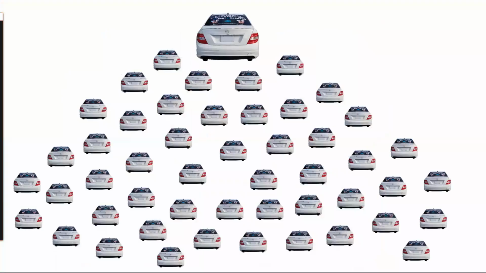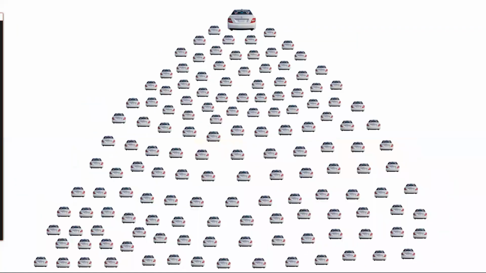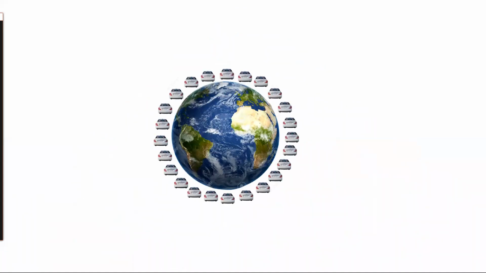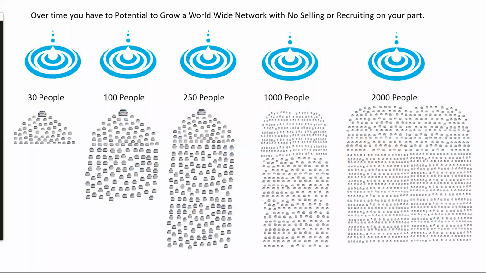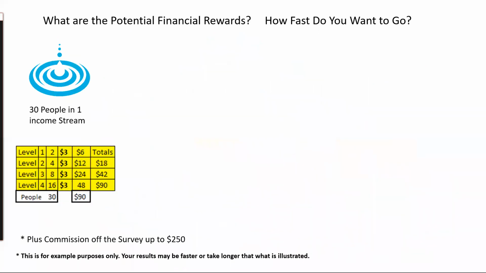So folks, think about it. You start with your back window. It goes to 4, goes to 20, goes to 80, continues to grow worldwide. What would it be like if 90 days from now you had 250 people or 1,000 people in your network with us? What would that look like financially? Well, it depends. Do you want to go slow? Do you want to go fast? You could be the tortoise or you could be the hare.